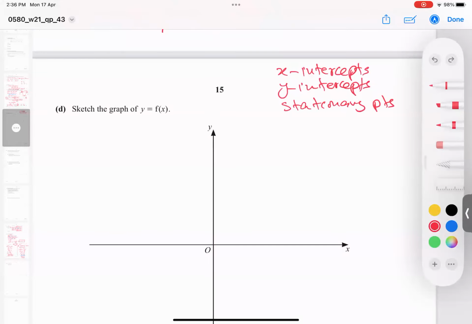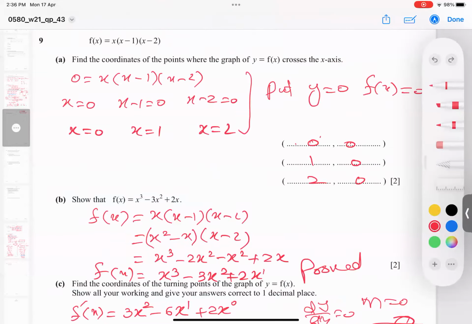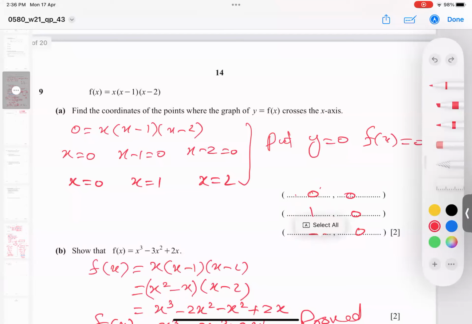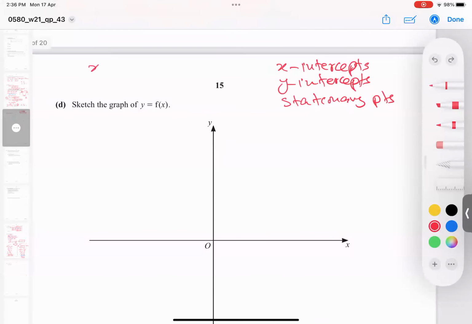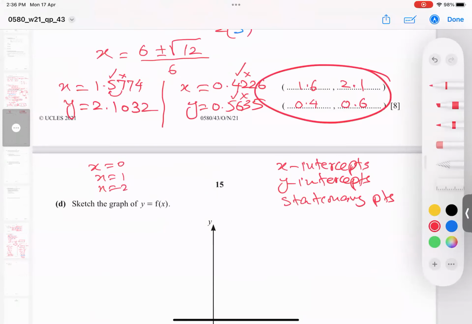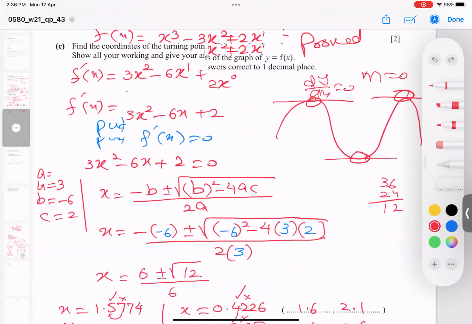Marks are 2, so I have already available the points. Let me write 0, 1, 2. So x is 0, x is 1, x is 2. Okay, now the second part. Stationary points are very, very clear. I can utilize these points even. Okay, very, very important.